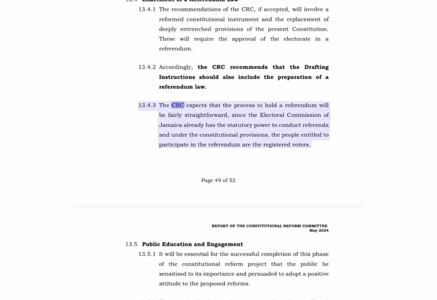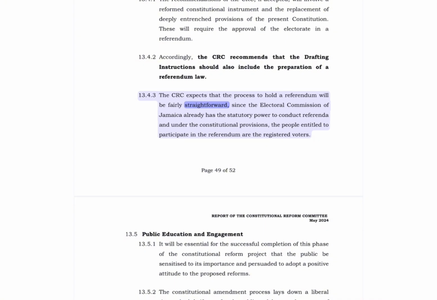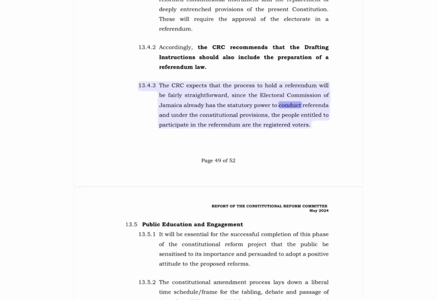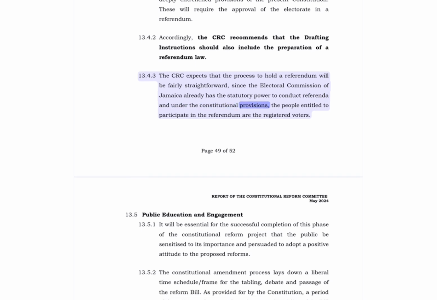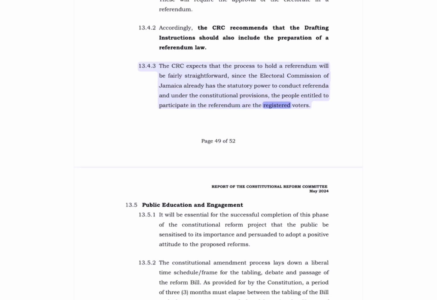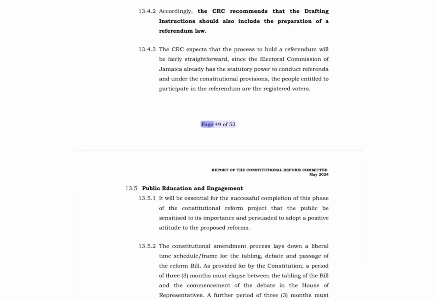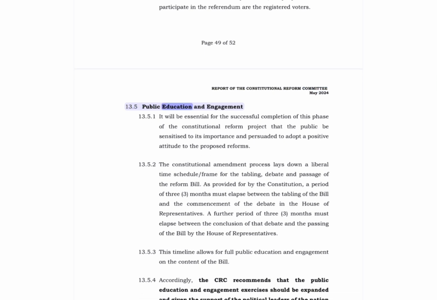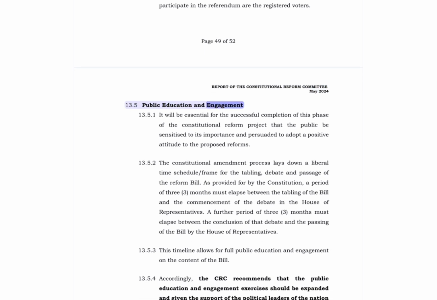13.4.3 The CRC expects that the process to hold a referendum will be fairly straightforward, since the Electoral Commission of Jamaica already has the statutory power to conduct referenda under the constitutional provisions. The people entitled to participate in the referendum are the registered voters. Page 49 of 52. Report of the Constitutional Reform Committee, May 2024. 13.5 Public Education and Engagement.